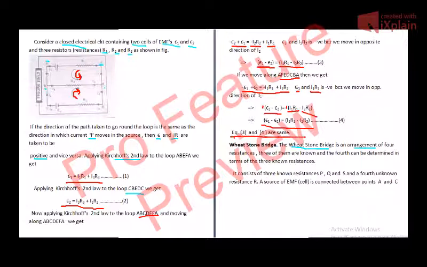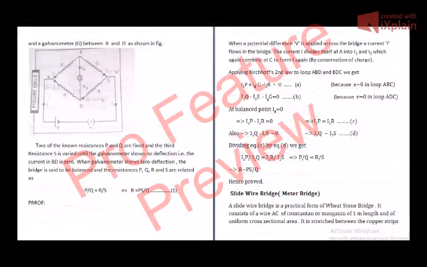It is an arrangement of four resistances. Three of them are known, and the fourth can be determined in terms of the three known resistances. It consists of three known resistances P, Q, and S. We know their magnitudes, and the fourth is the unknown resistance, whose magnitude we don't know. A source of EMF is connected between points A and C, as you can see from the circuit.